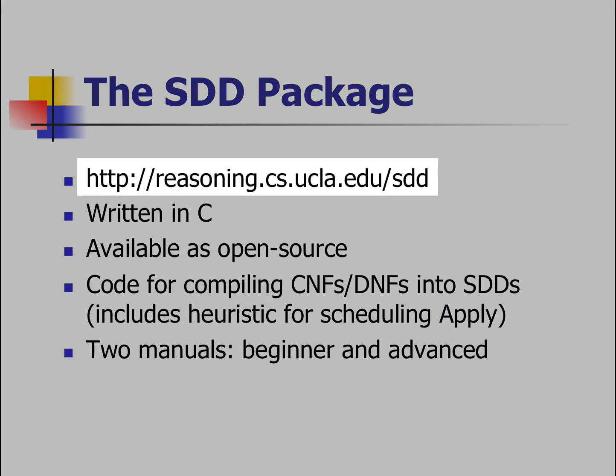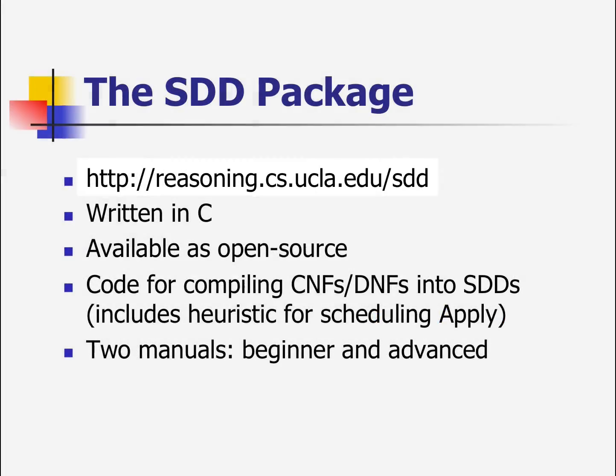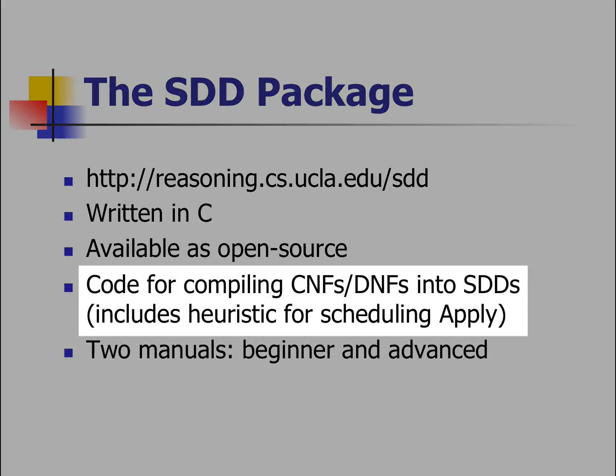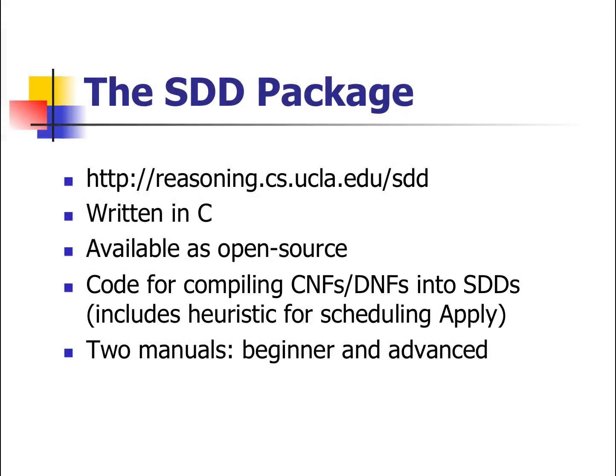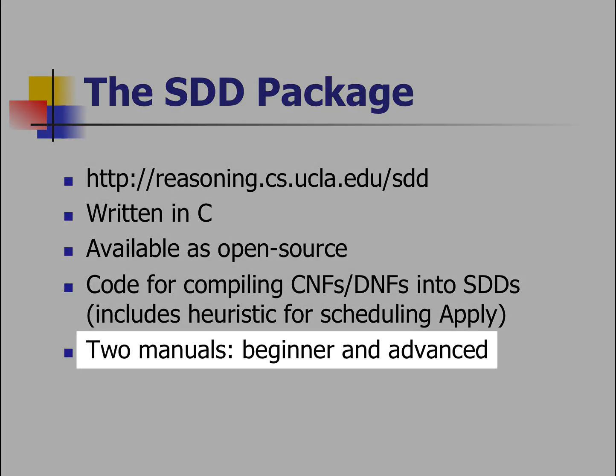Here's the link for the SDD package. It's available online. It's written in C. It is open source, and it does have code for compiling CNFs and DNFs into SDDs, and that includes a particular heuristic for scheduling apply. That is a particular heuristic for deciding the order of clauses when compiling a CNF, or the order of terms when compiling a DNF into an SDD. And the SDD package comes with two manuals, one for beginners and another for more advanced users that give a detailed exposition and explanation of the API.